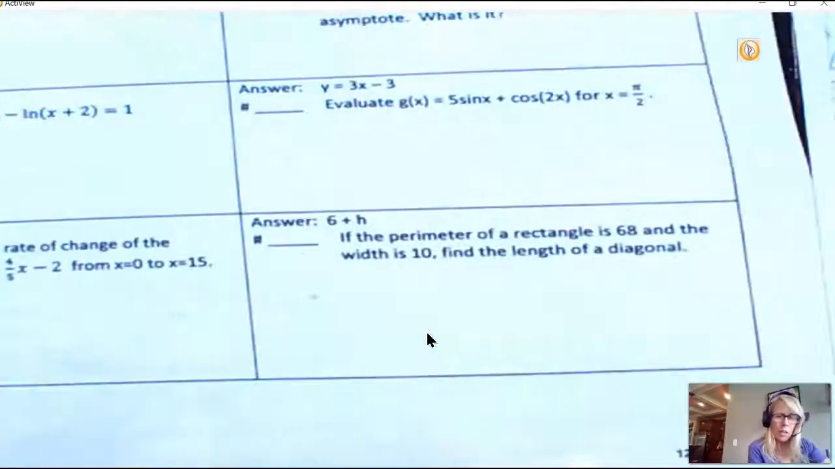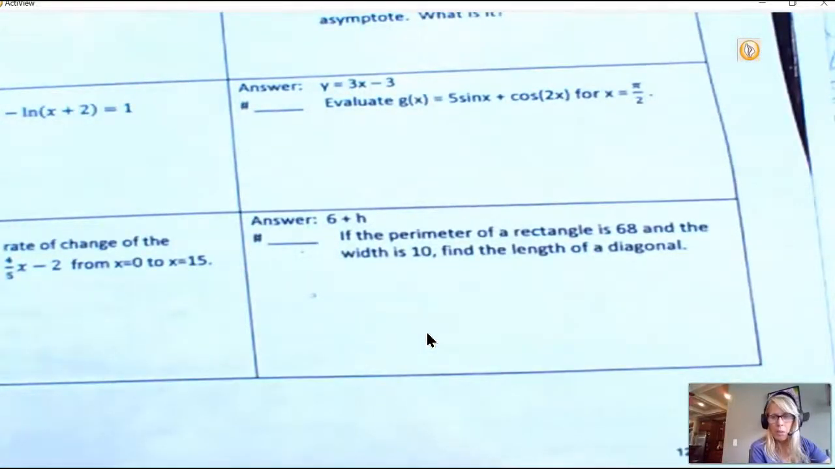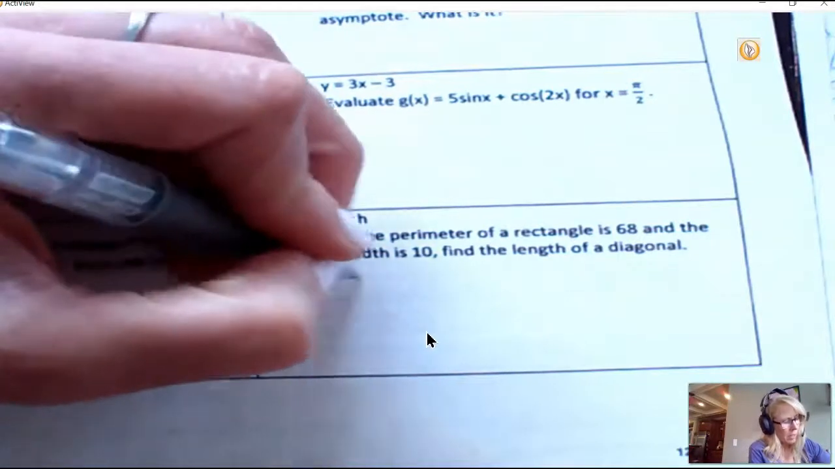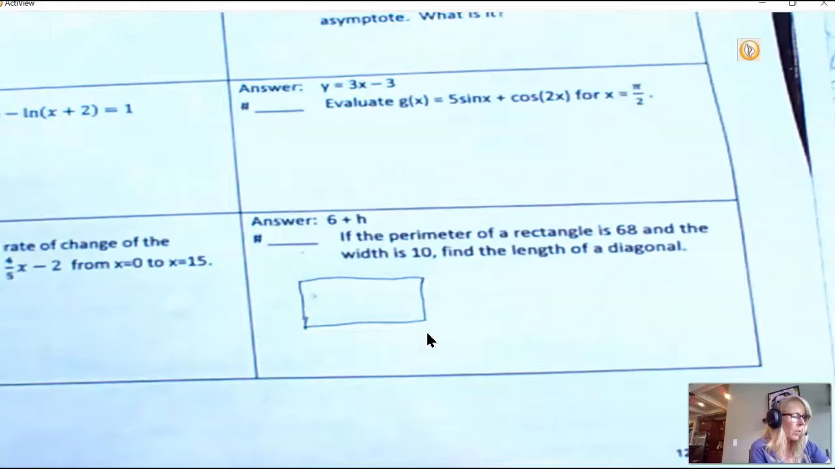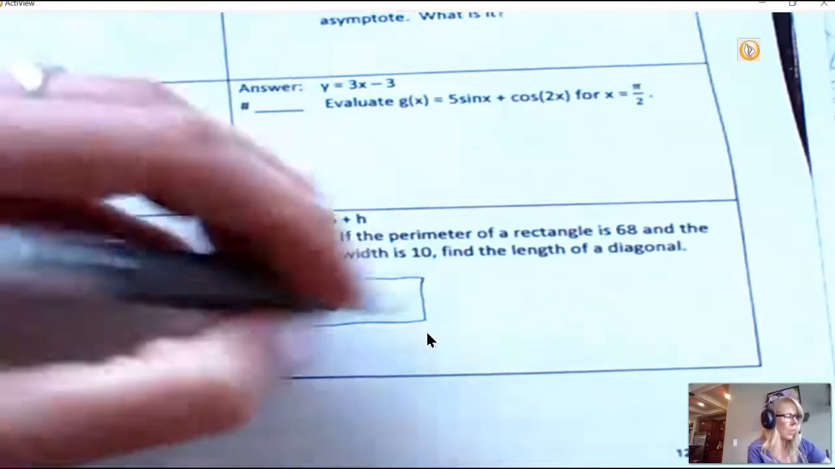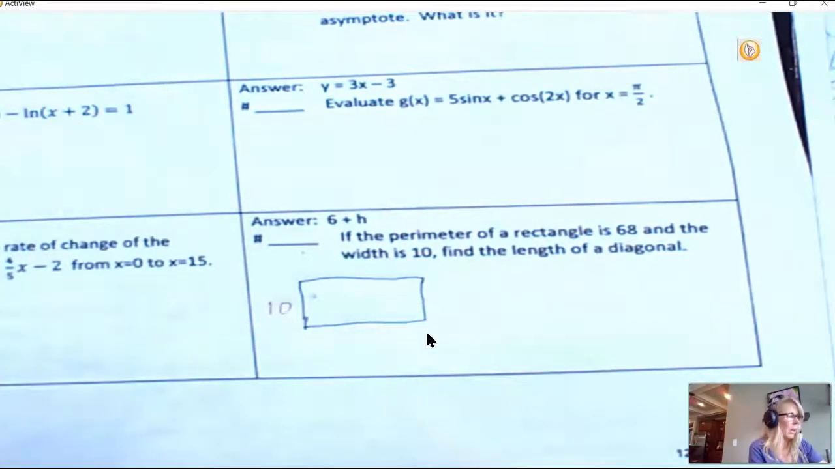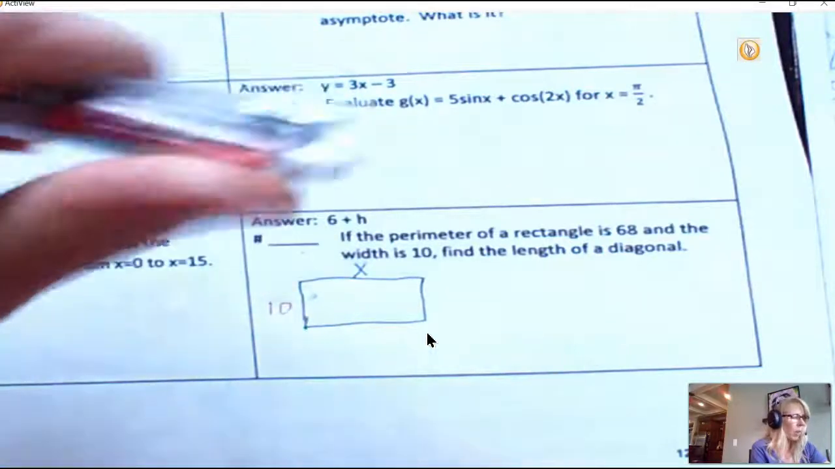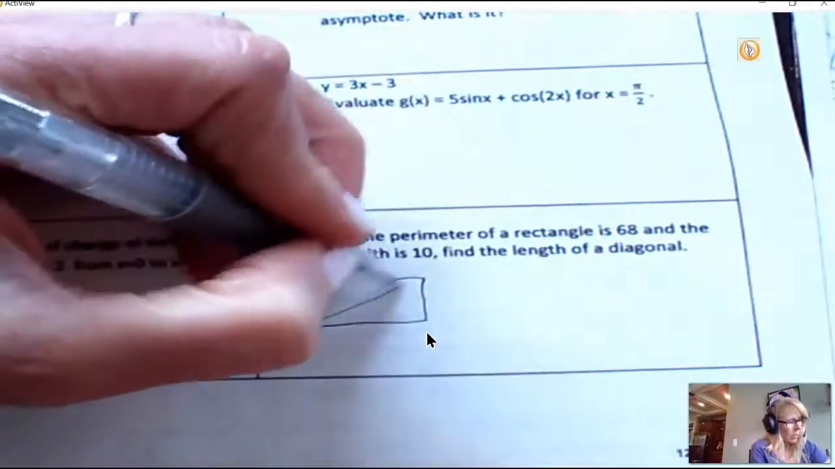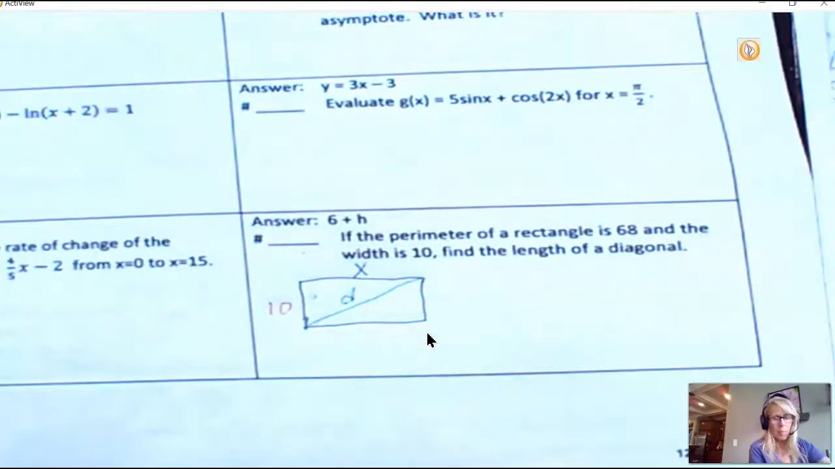Next question asks you to find, if the perimeter of a rectangle is 68 and the width is 10, find the length of the diagonal. Every time I see something like this, I will make a picture if I can. So they said that the perimeter is 68 and they said the width is 10. And I don't know what the other side is. I guess I'll just call it x, but I am looking for the diagonal. Okay, that's what I'm looking for.